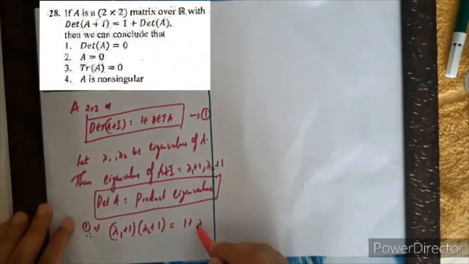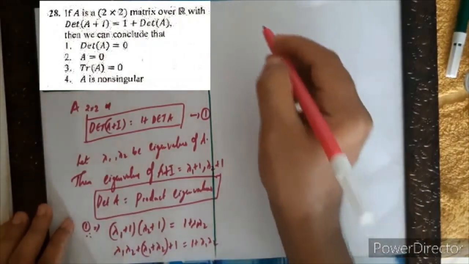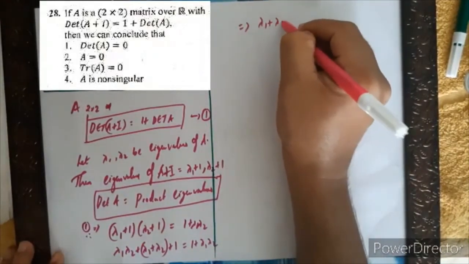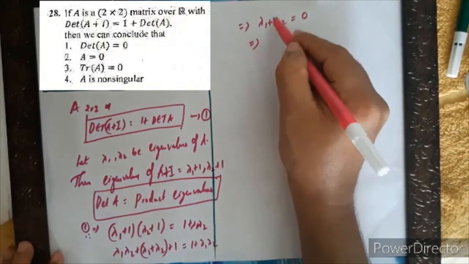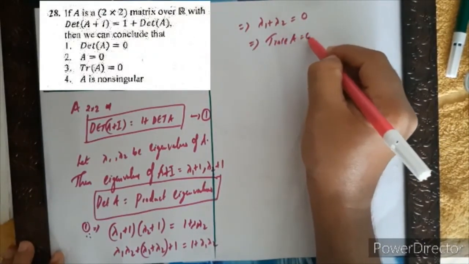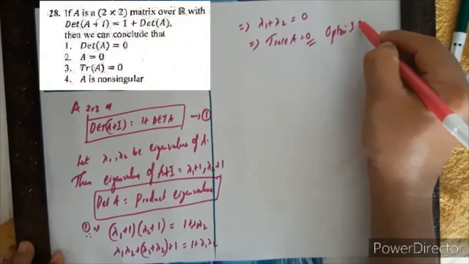Lambda 1 and lambda 2 are the eigenvalues, so the determinant of A is lambda 1 into lambda 2. Now from here, if you multiply this, you will get lambda 1 plus lambda 2 plus 1 is equal to 1 plus lambda 1 into lambda 2. Which implies lambda 1 plus lambda 2 is equal to 0. This is the sum of eigenvalues, that is, trace of A is equal to 0. So option 3 is correct.